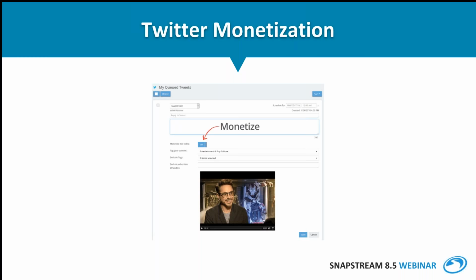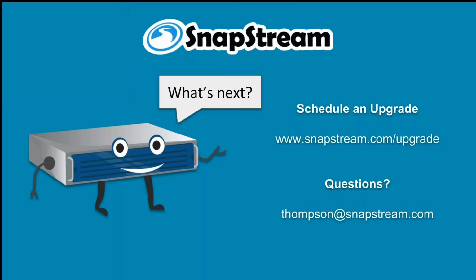Back to the monetization. I also want to point out that you can set your default category and blacklist options globally, so you don't have to enter them in for every tweet. Any questions about Twitter monetization? Okay. That's about it. Does anyone have any questions before we wrap up?